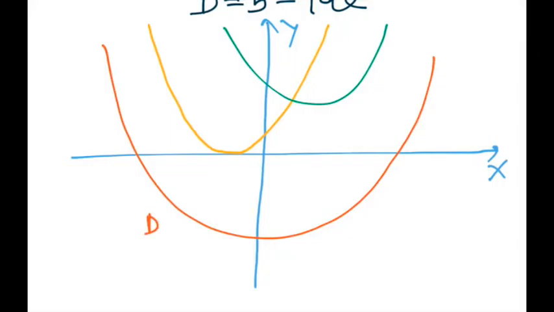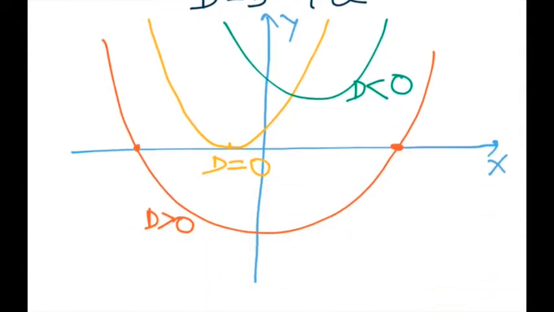So this is d greater than 0. When you have real roots, that is when the curve is intersecting the x-axis, d is greater than 0. When the curve is touching the x-axis, d is equal to 0. You have real roots, but both the roots are the same. So we say real and equal roots. When the curve is neither touching nor intersecting, the equation doesn't have real roots and d is less than 0. Right?